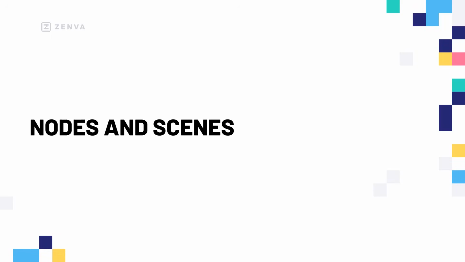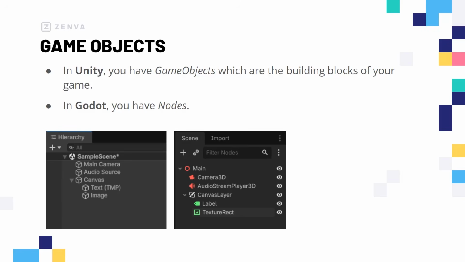Hey everyone, in this lesson, we are going to be looking at nodes and scenes and having a look at their equivalent versions in Unity. So first of all, let's go over GameObjects in Unity. In Unity, you have GameObjects, and these are essentially the building blocks of your game, the different entities. Well, in Godot, we have nodes, which behave in a very similar manner.